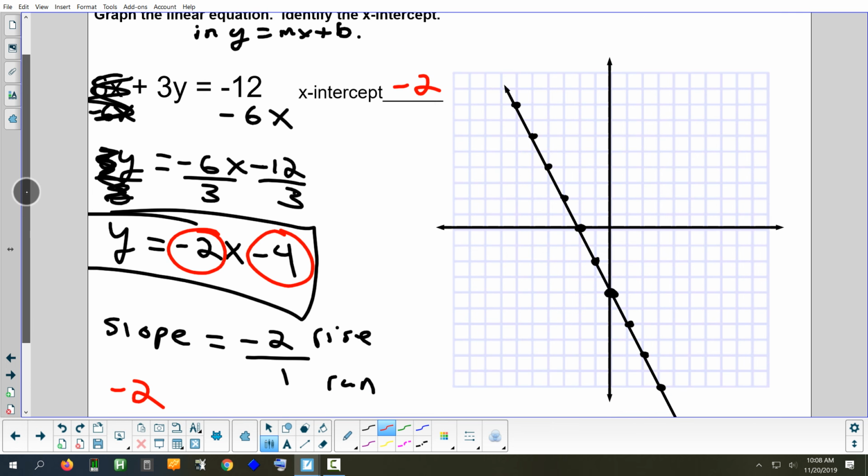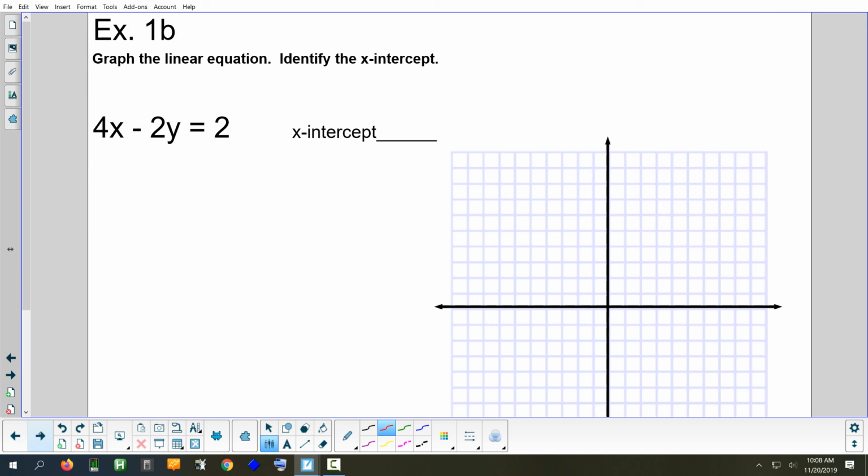Let's look at example 1B. Graph the linear equation, find the x-intercept. I'm going to give you guys a couple minutes to try that one. Do it just like the last one. Get y by itself, get your y-intercept, and then get your slope.